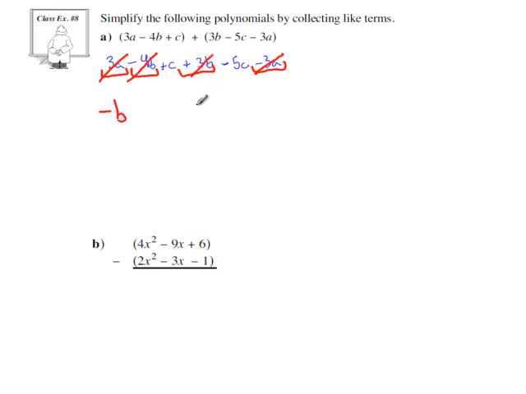Now I'm looking for any c terms. So I see 1 plus c here and minus 5c here. So this is really a plus 1c. So positive 1 minus 5 is negative 4. So that's a minus 4c. So you end up with negative b minus 4c as your final answer.